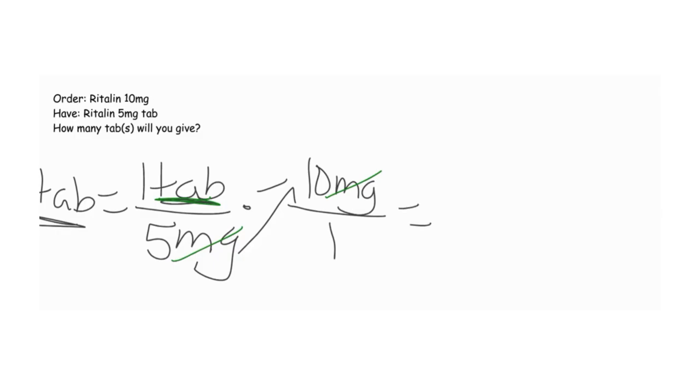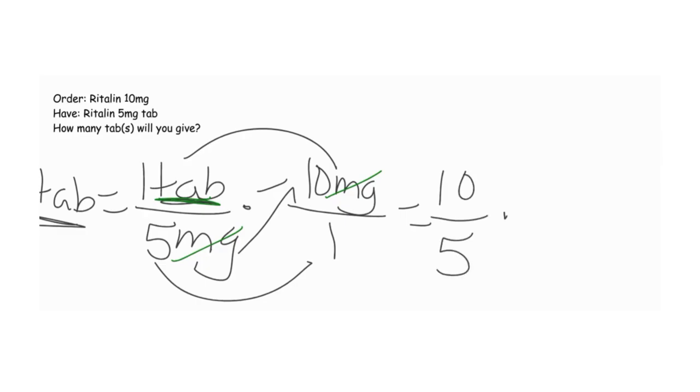So 1 times 10, and you just multiply straight across on the top and the bottom. 1 times 10 is 10, and 5 times 1 is 5. And when you divide that out, 10 divided by 5, you get 2. And 2 what? 2 tabs. All right?